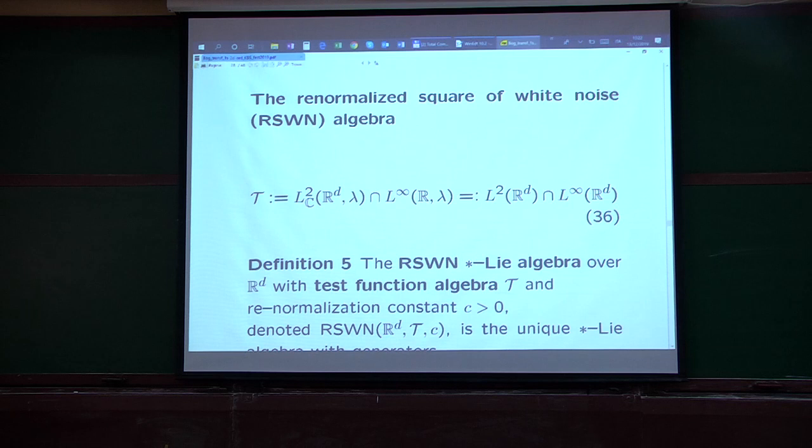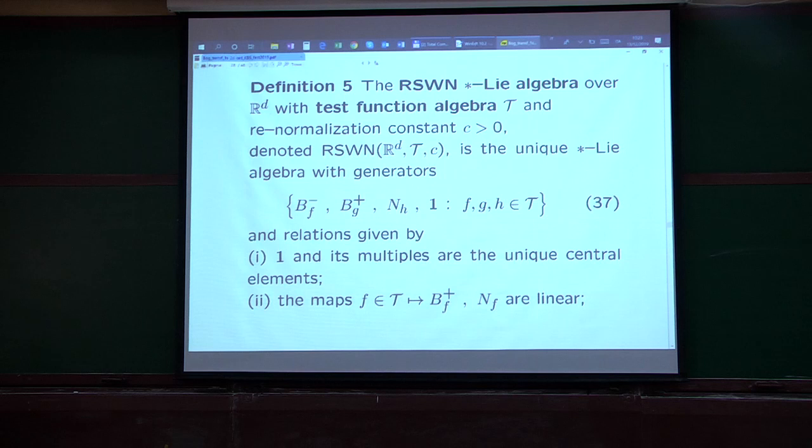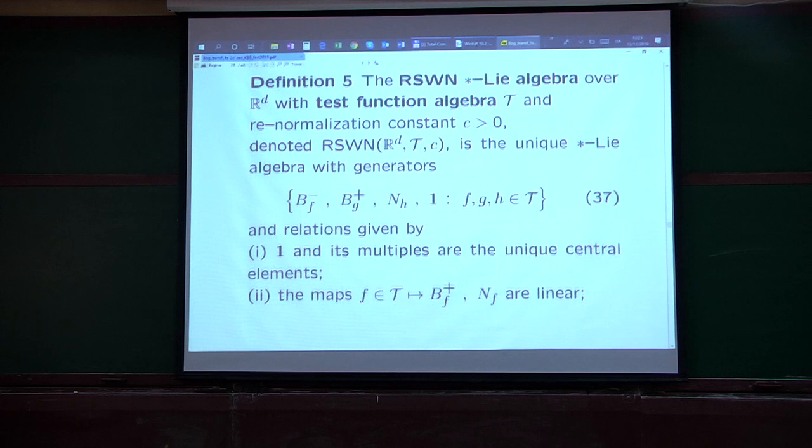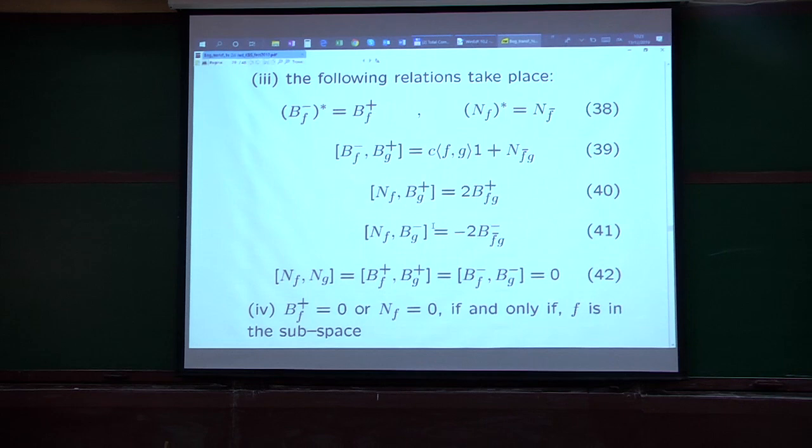Okay? Now, let me go to the square case, which is most interesting. Let me recall what the renormalized square of white noise algebra is. The renormalized square of white noise algebra is the star Lie algebra with generators denoted in this way. The test function space, in fact, is important here. In the first order case it is not important as an algebra structure. In the second order case, it's essential that the test function space has an algebra structure because of the commutation relations. These commutation relations are, in Lie algebra theory, called the current algebra over SL2R.